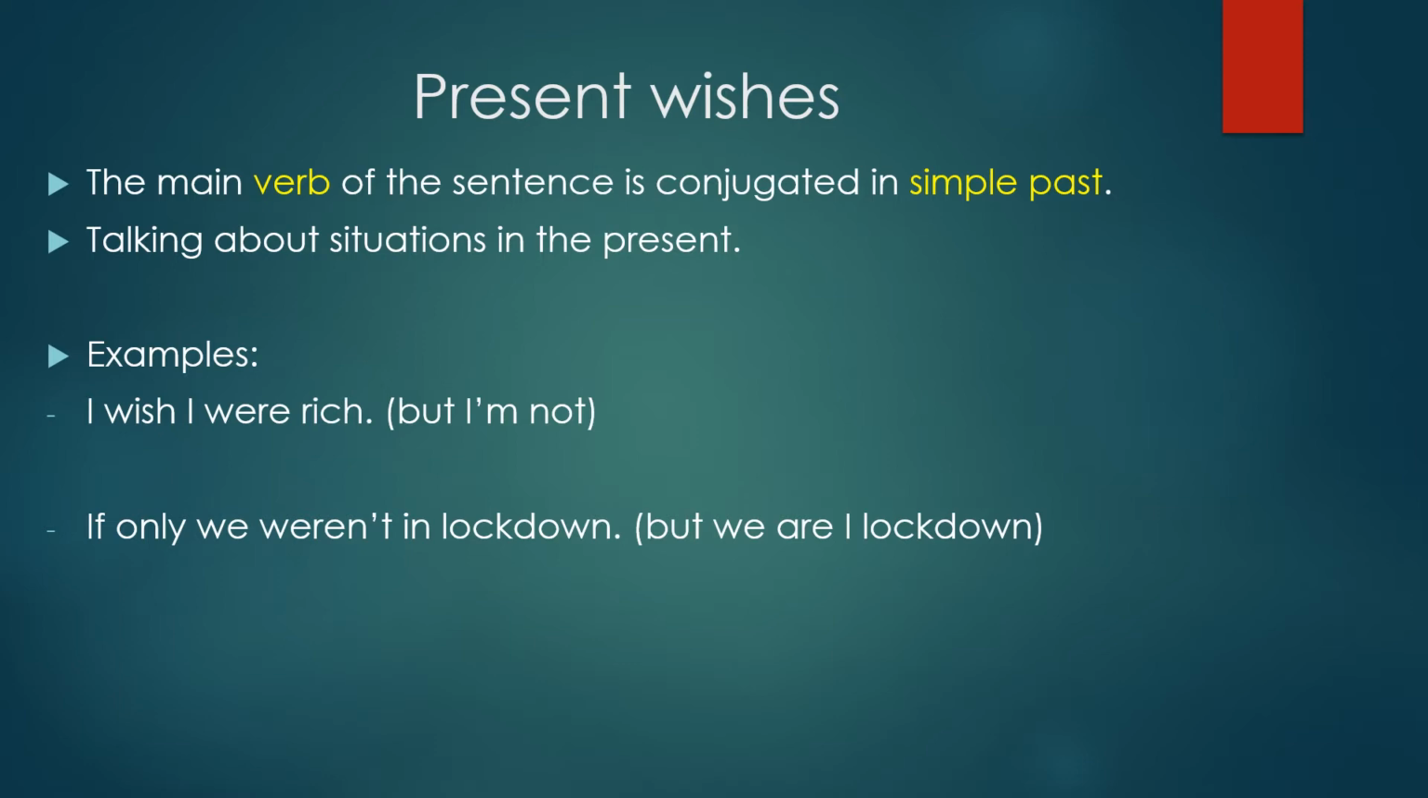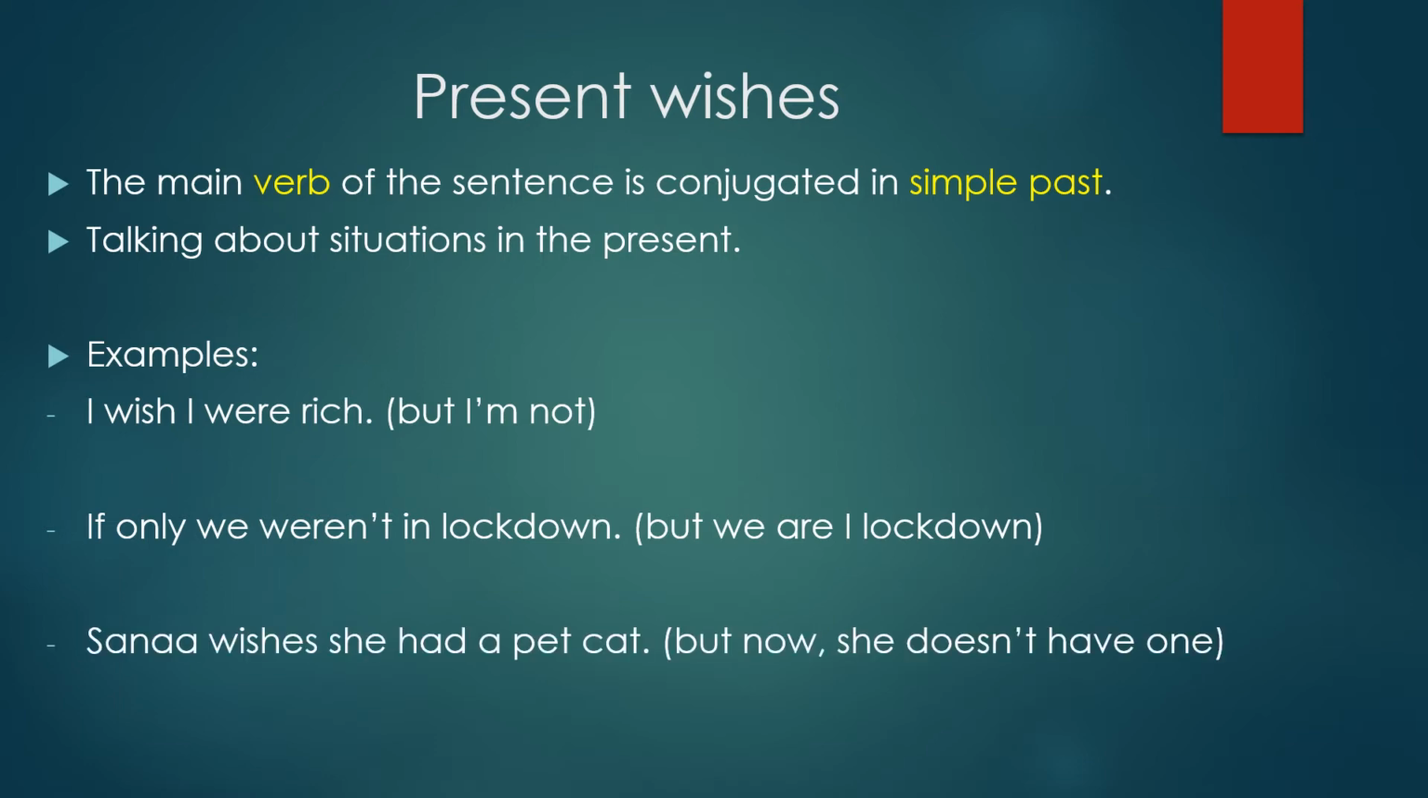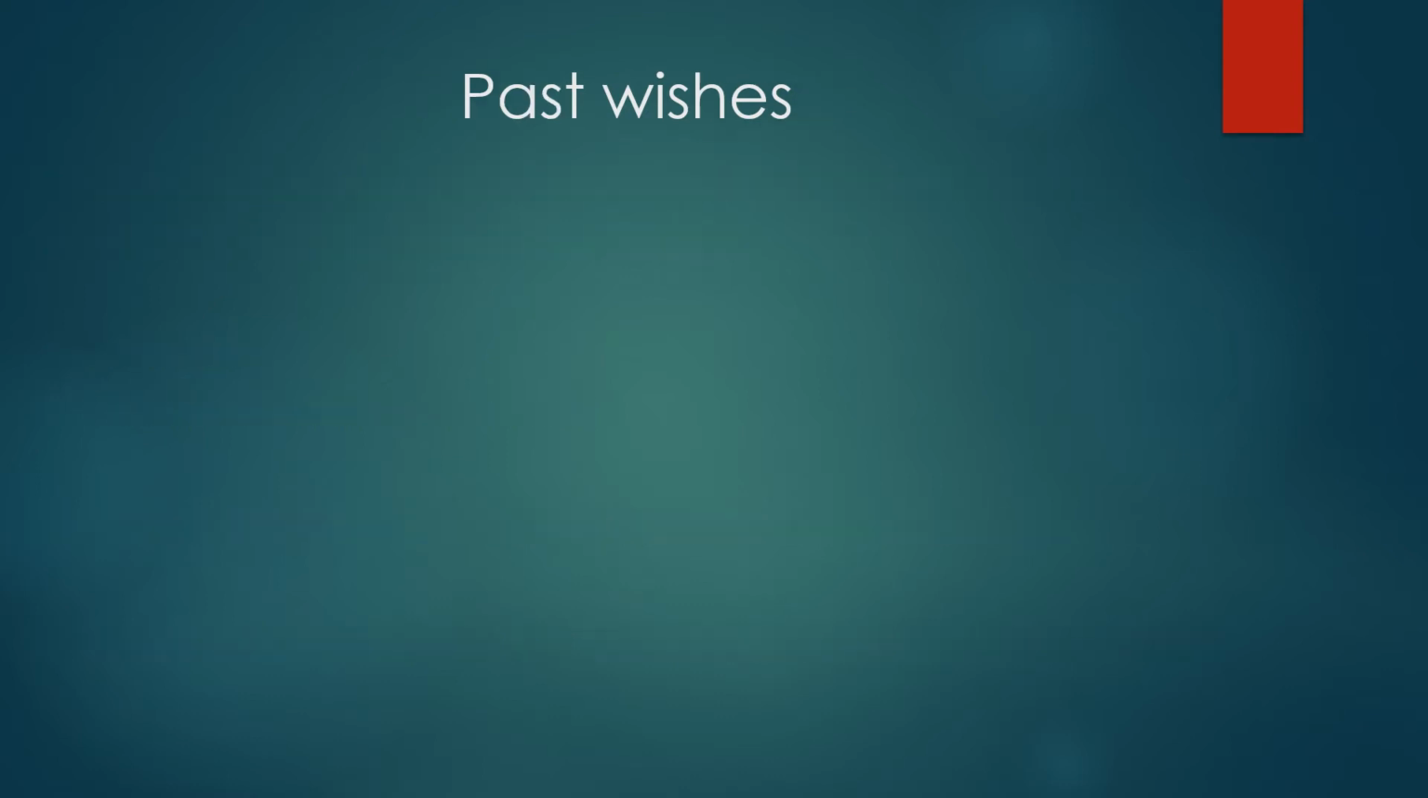Example number 2: if only we weren't in lockdown. But we know that right now we are in lockdown. Okay, and example number 3: Sana wishes she had a pet cat, but we know now she doesn't have a pet cat. Okay, so in all these examples we are using simple past for the main verb of the sentence.